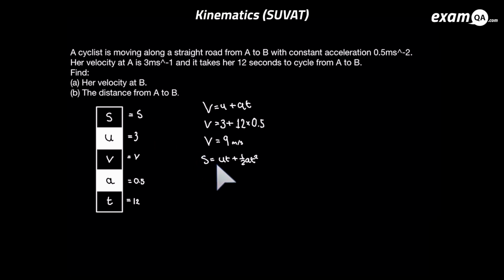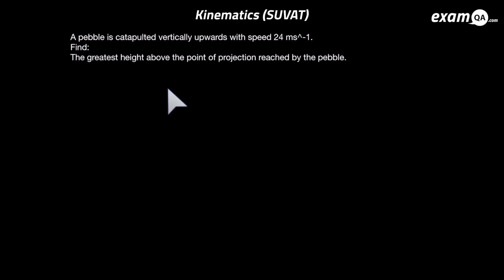And it's this one here, S equals UT plus half AT squared. So let's go ahead and fill it in. And we can simply just put this into our calculator and we get S as 72 meters. Okay, so take a moment to read the next question.